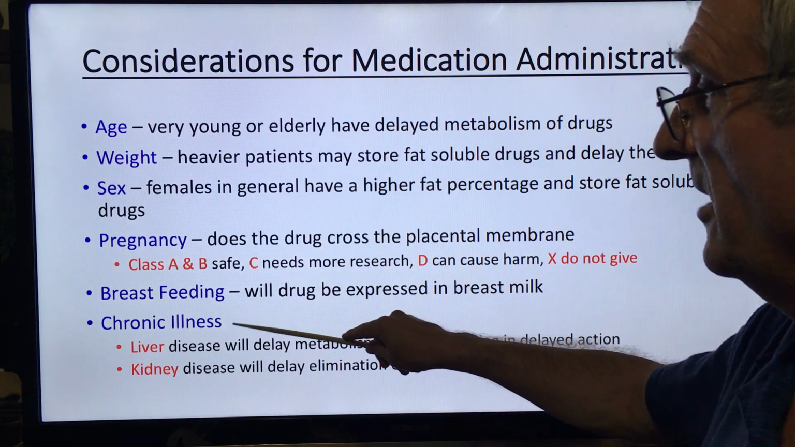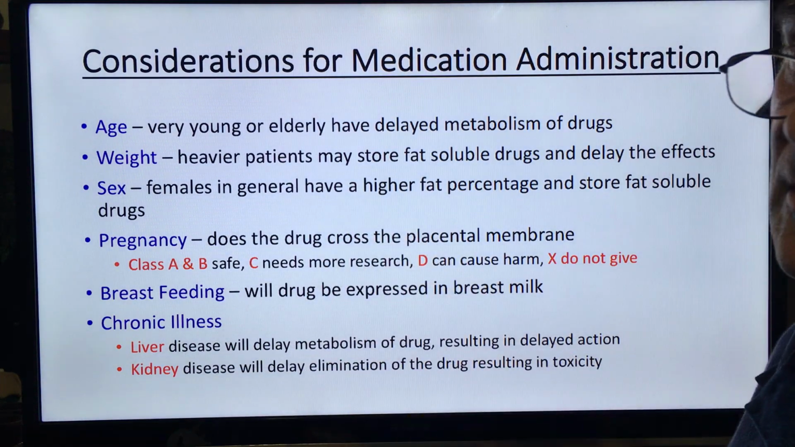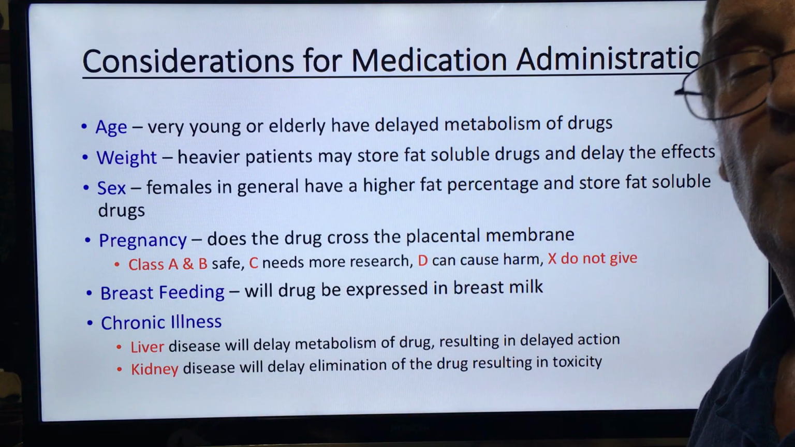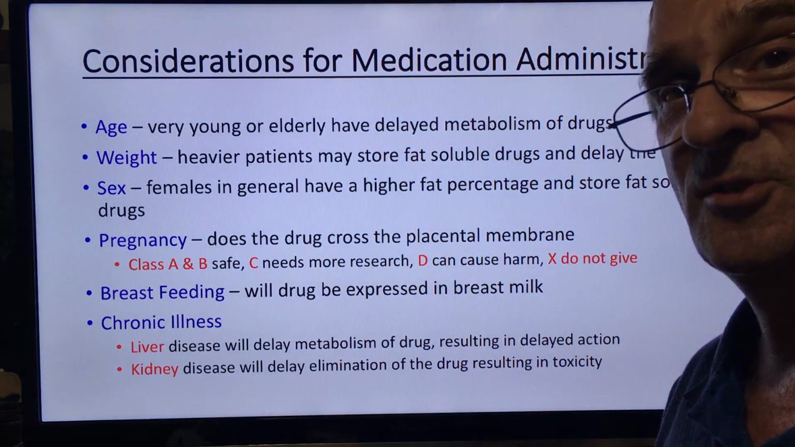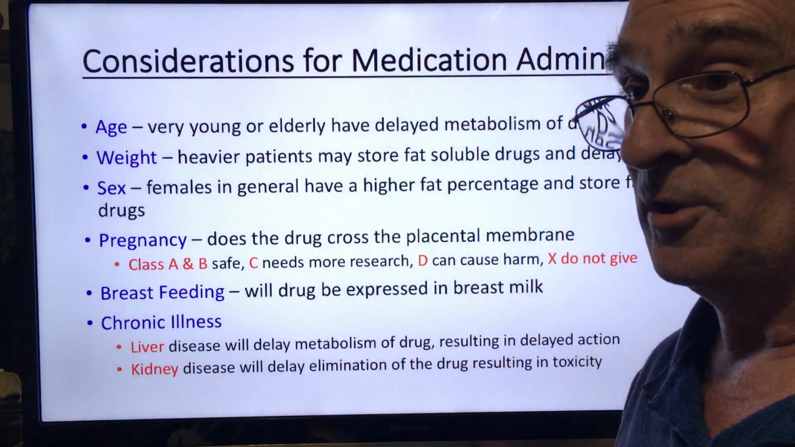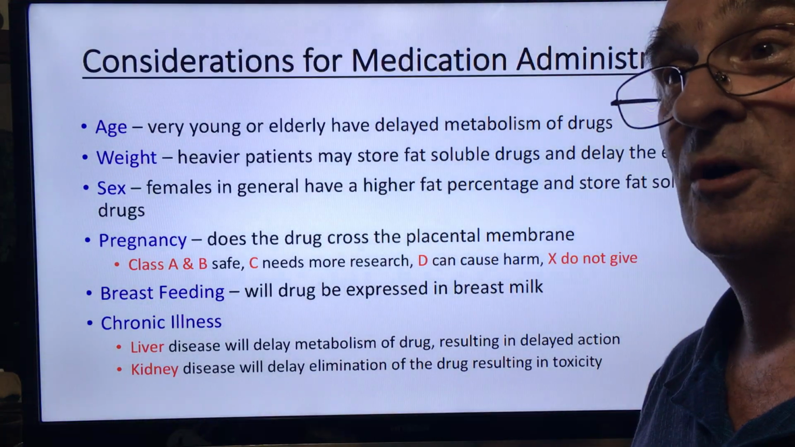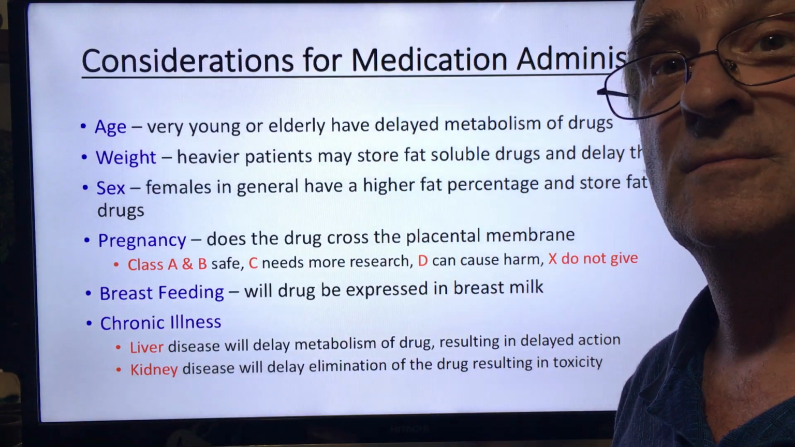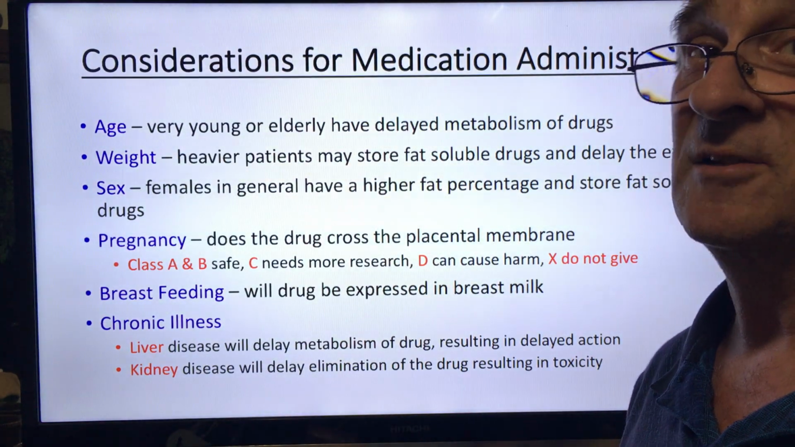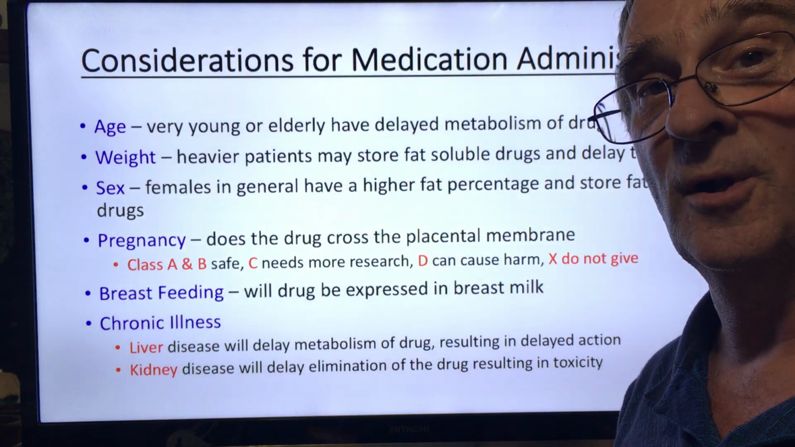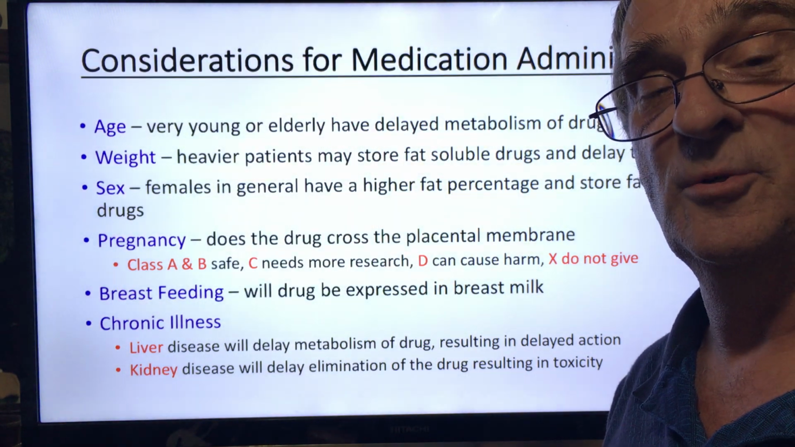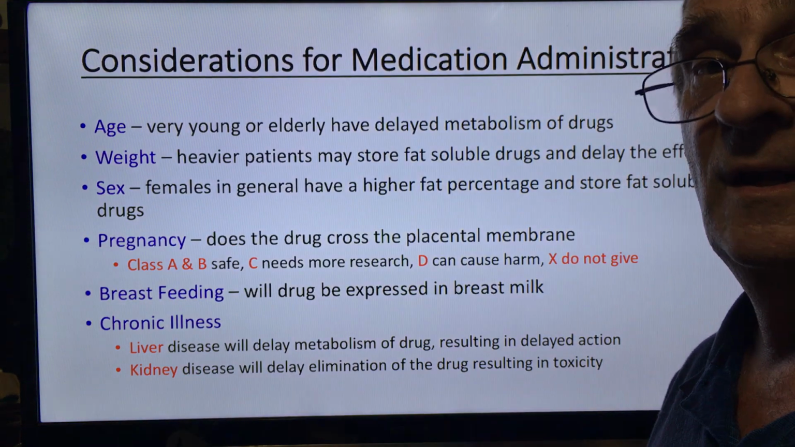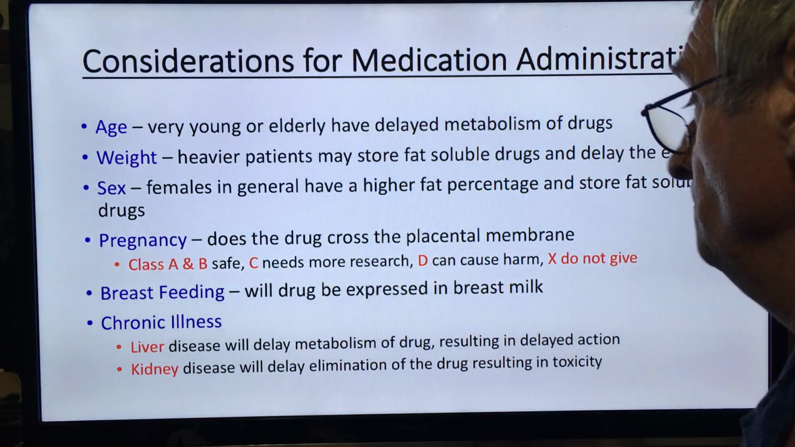As we said, anybody who's got a chronic condition, particularly liver and kidney, we may have to adjust the dosage. If the liver's not working properly, the drug may either be decreased or increased in concentration in the body. And especially if the kidneys aren't working, we don't eliminate the drug, and so it begins to collect and build up and have a more additive effect.